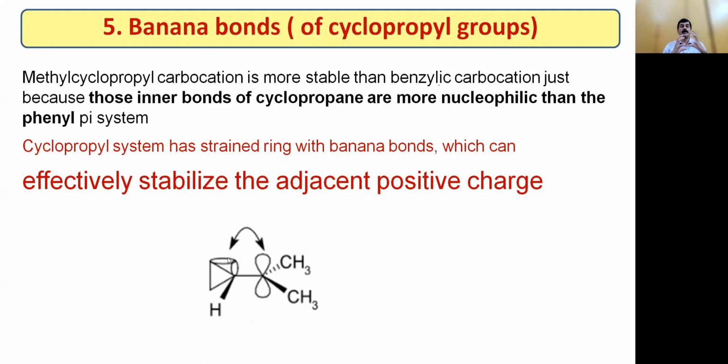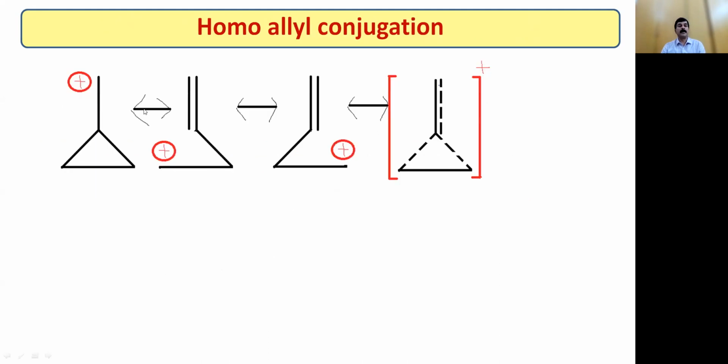So banana-type bonds will interact with the empty p orbital of the carbocationic center, so there is some type of conjugation. If you look at cyclopropyl methyl, I will explain. It is called homoallyl conjugation. What is homoallyl conjugation? Basically, if there is no sp3 carbon in between, this will become allyl. So this is allyl.